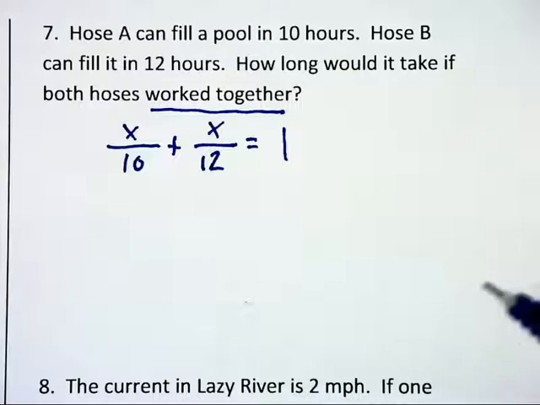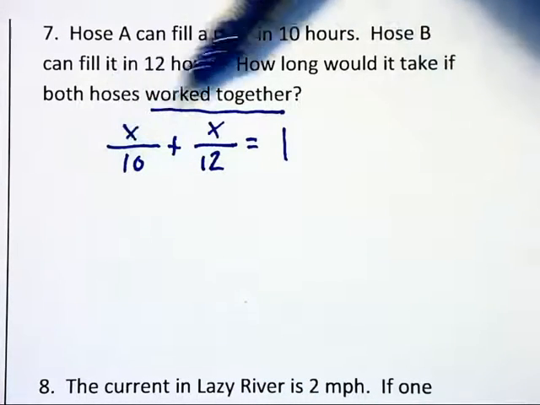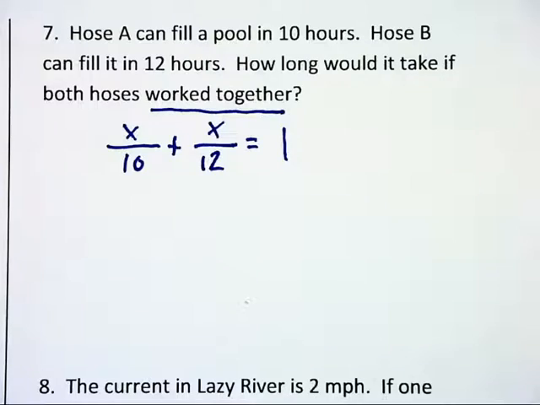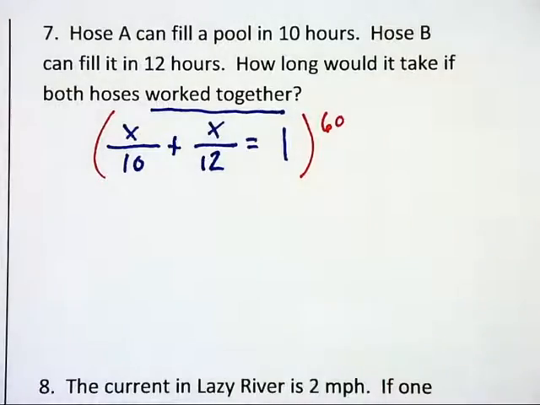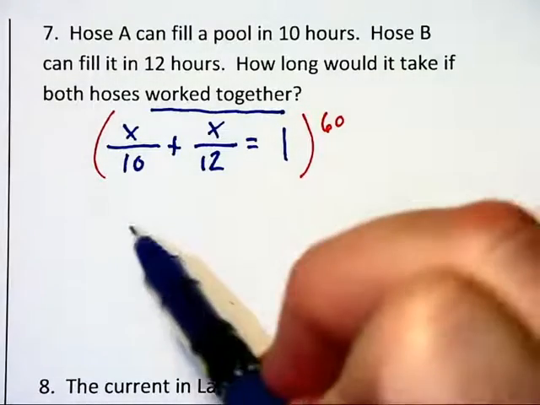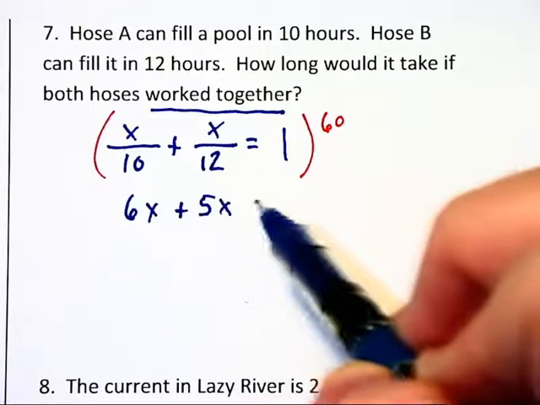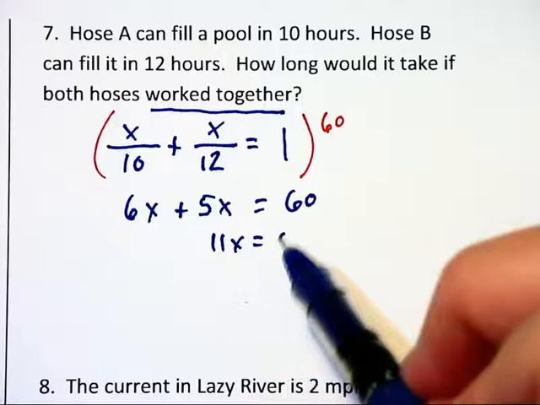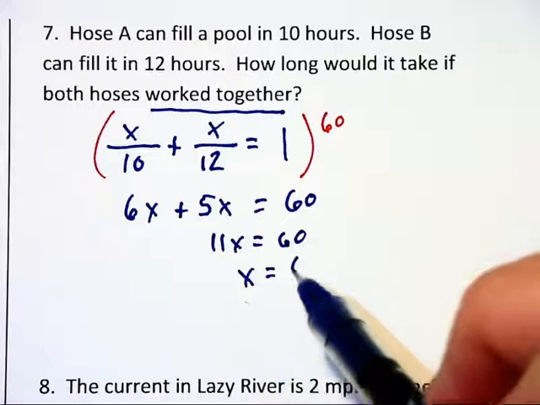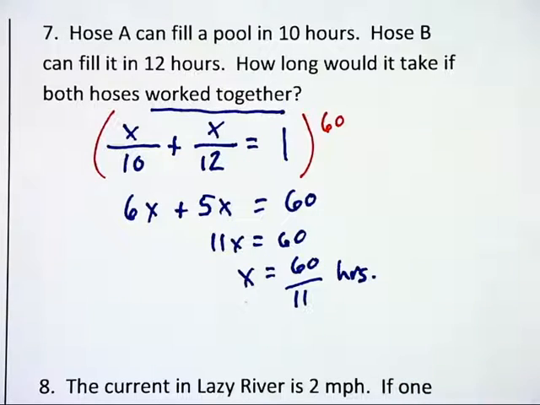Again, my way of doing this problem is to put the alone times down in the denominator and the together time up in the numerator. I'm going to multiply through by a least common denominator of 60 to clear the fractions, and this will give us 6x plus 5x equals 60. So 11x is equal to 60, and x is going to equal 60 elevenths hours. And these work problems typically do not have nice, clean solutions.